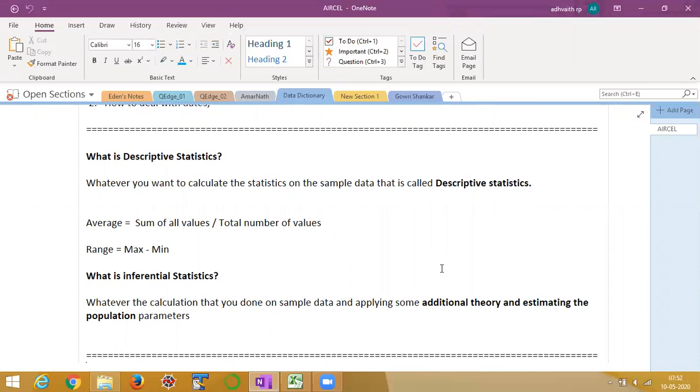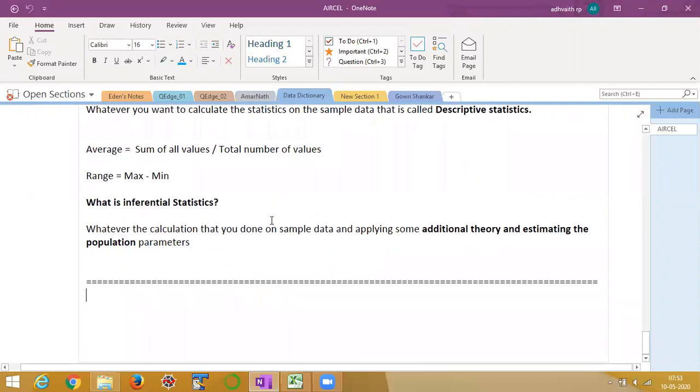So today we are going to discuss what comes under descriptive statistics. Whatever statistics you calculate on the sample data is what we call descriptive statistics. But what else can we calculate? What topics can be covered under descriptive statistics? We are going to focus on those today.